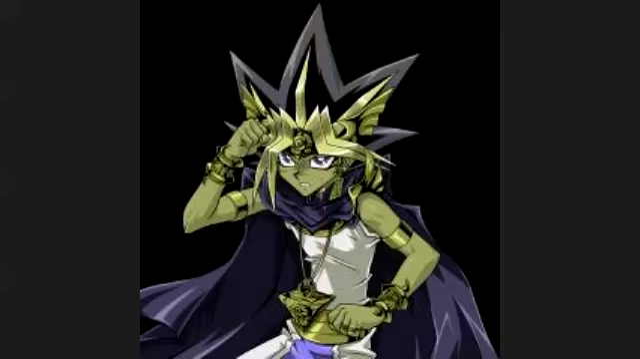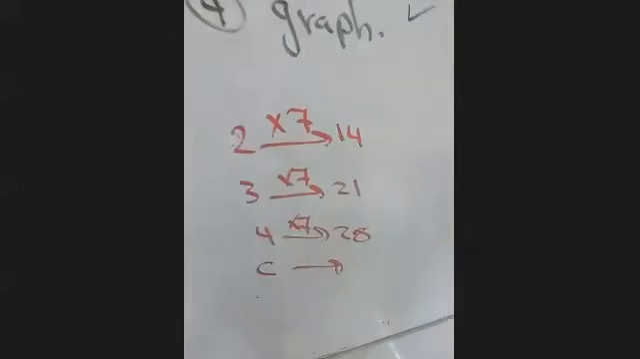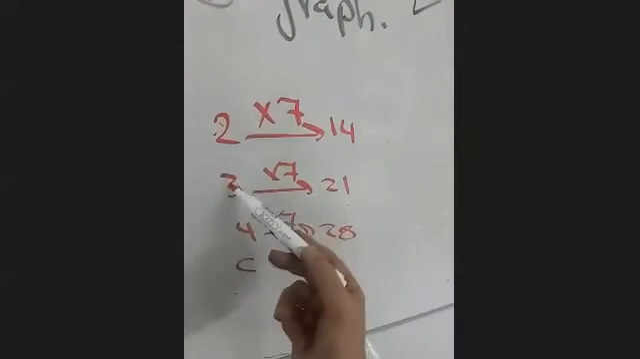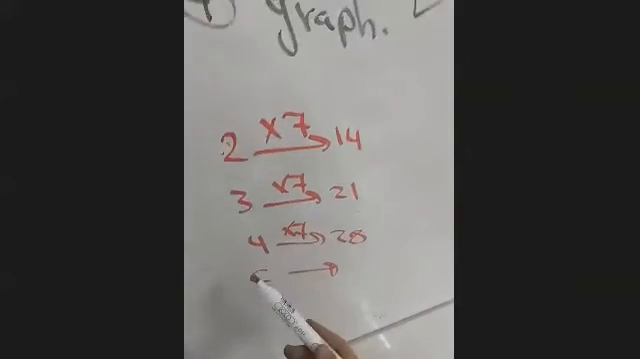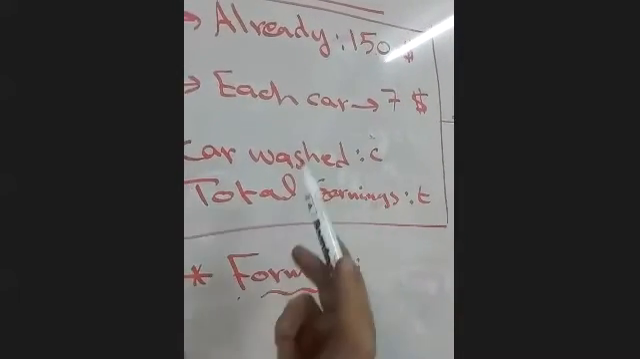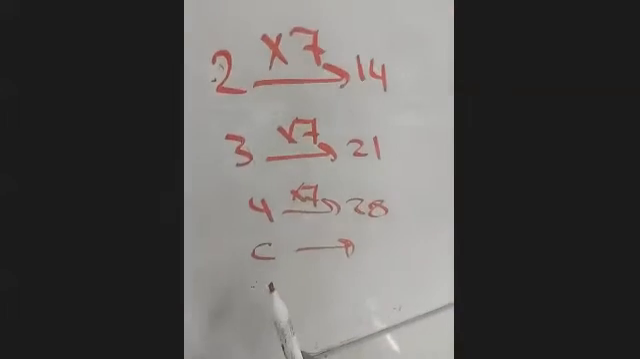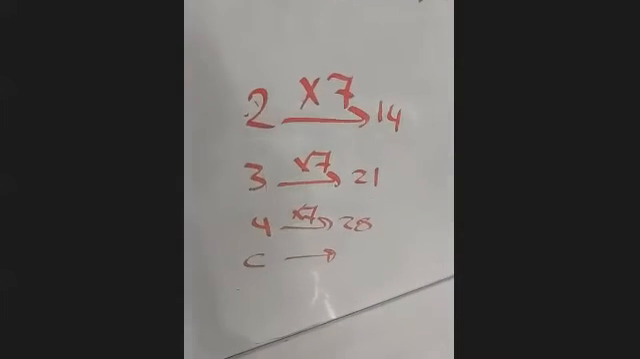C cars. Look, if we have 2, 2 multiply 7. If we have 3, 3 multiply 7. If we have 4, 4 multiply 7. But if we have C, because the number of cars in the car wash is C, we don't know the number of them. It is C. What will we do with the C?